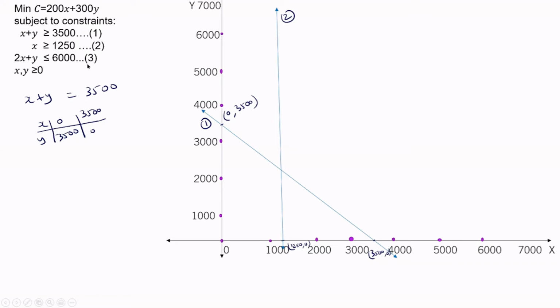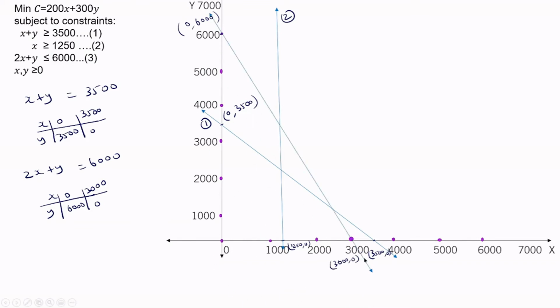And then we have the next inequality, 2x plus y less than or equal to 6000. So for this, let us write the equation. When x is 0, y is 6000, and when y is 0, x is 3000. So we have to draw a line joining the points 0 comma 6000 and 3000 comma 0. So this is 0 comma 6000 and this is 3000 comma 0. So we can draw a line joining these 2 points.